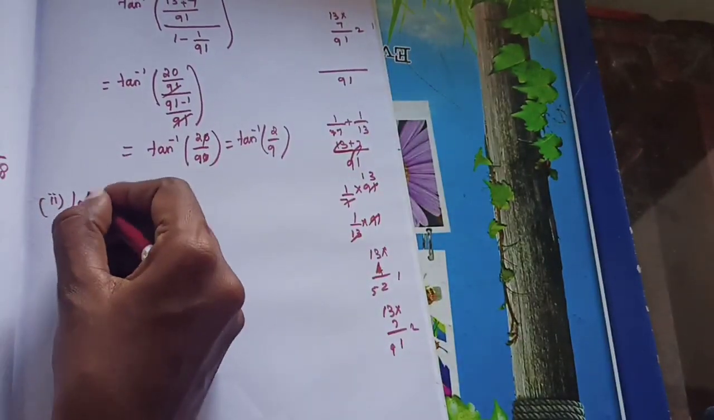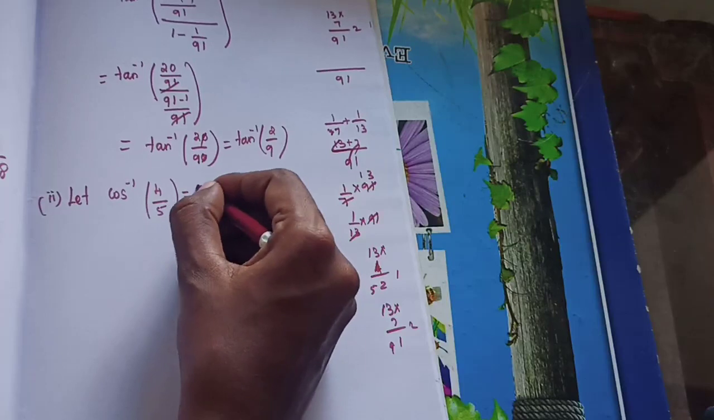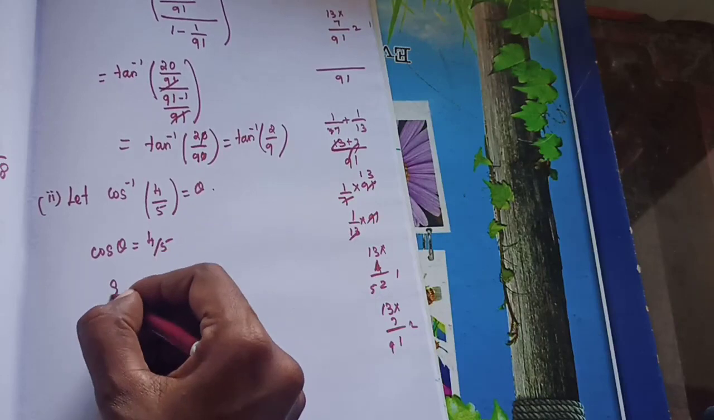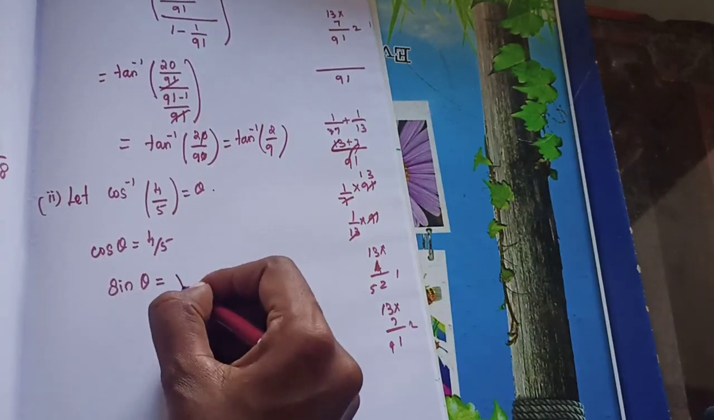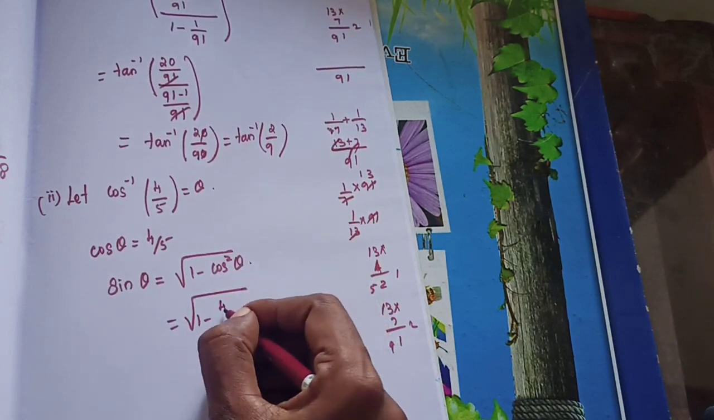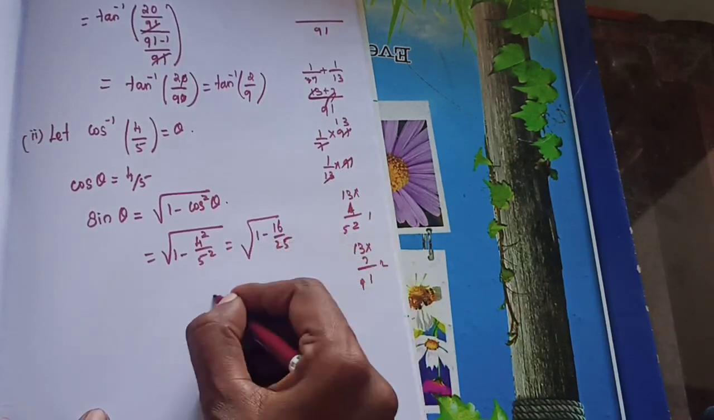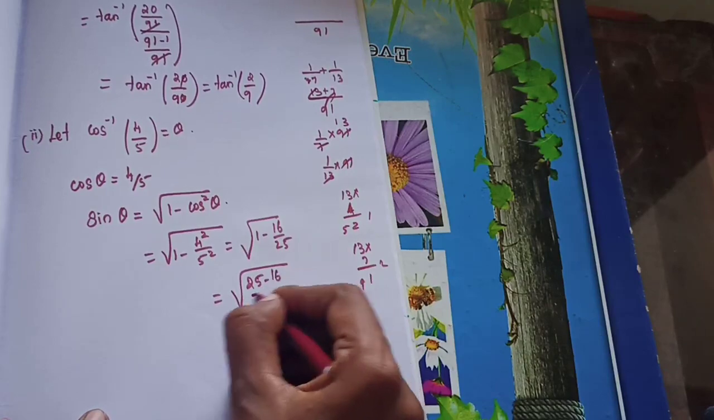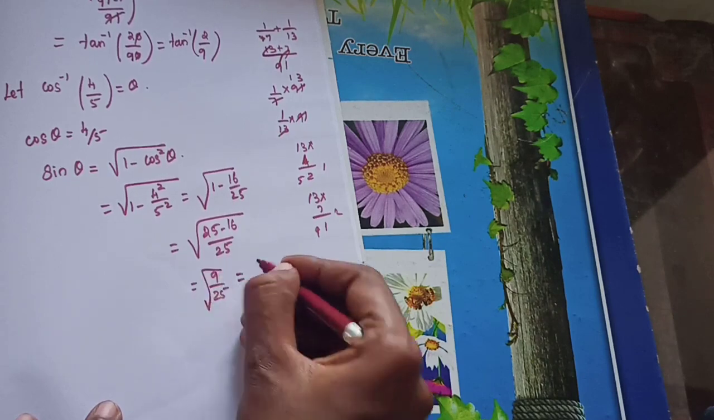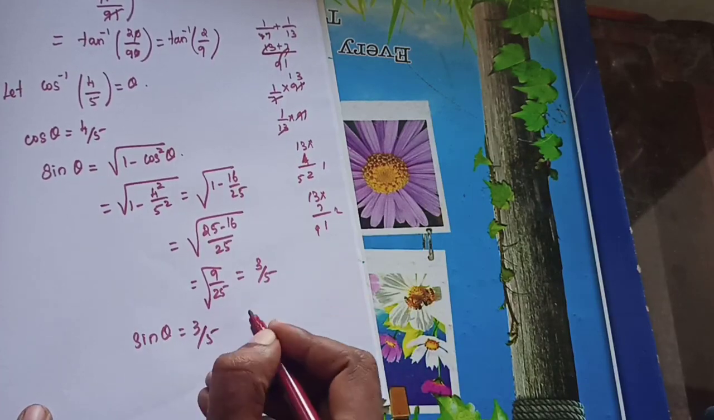Second one: let cos inverse of 4 by 5 be theta. Then the cos theta value is 4 by 5. From this, if you are finding sin theta, it is the square root of 1 minus cos square theta, equal to the square root of 1 minus 4 square by 5 square, the square root of 1 minus 16 by 25, which is 25 minus 16 by 25. So 25 minus 16 means 9 by 25, and you get 3 by 5. So sin theta equal to 3 by 5.